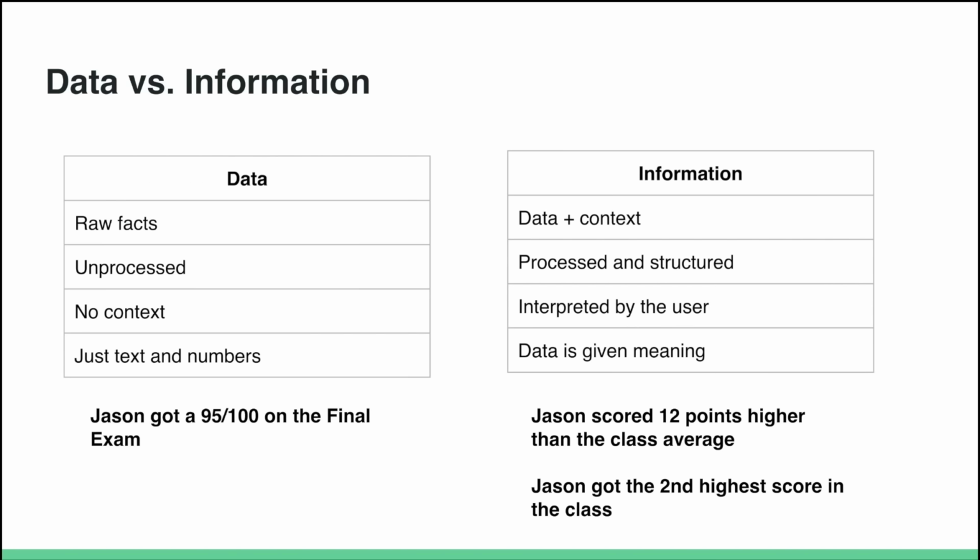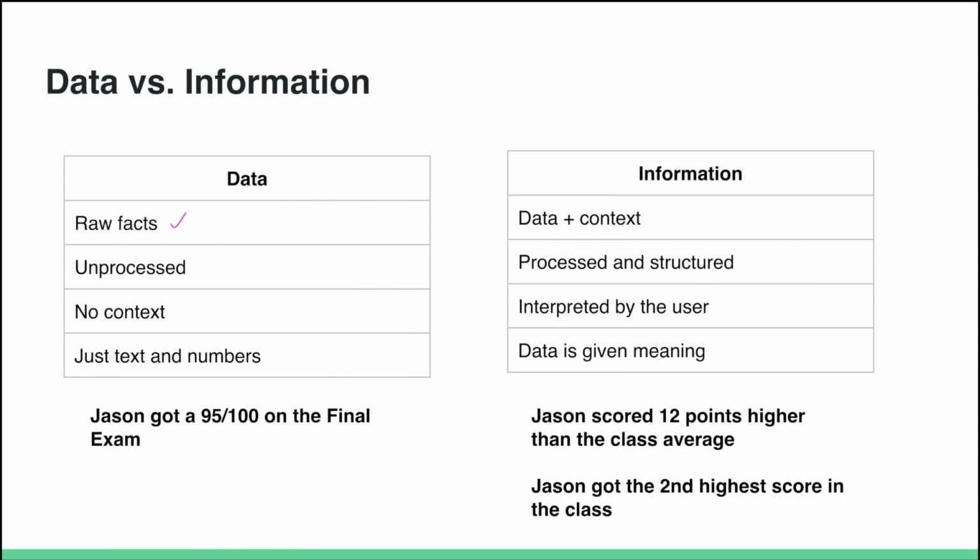So we're going to start with the fundamentals here, and that is the distinction between data and information. We are working with databases which hold data, so we should probably know what it is. Now, data is just raw facts. It's unprocessed. There's not really any context. It's just text and numbers.